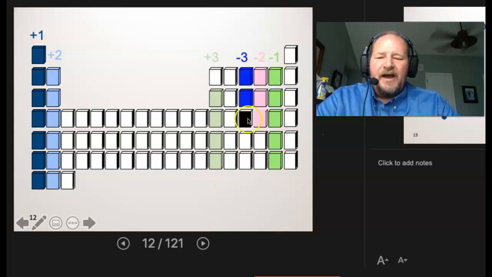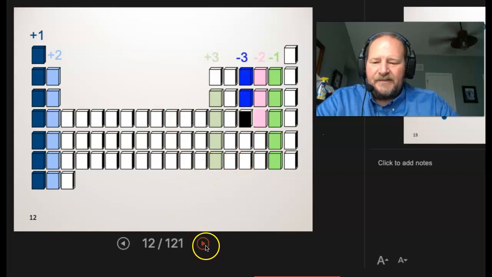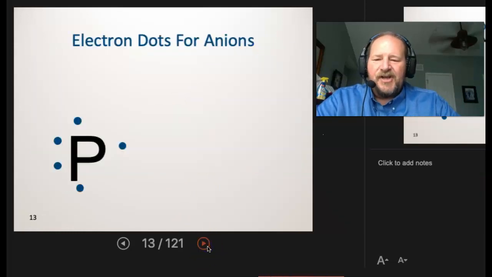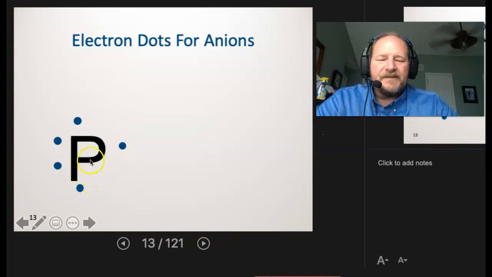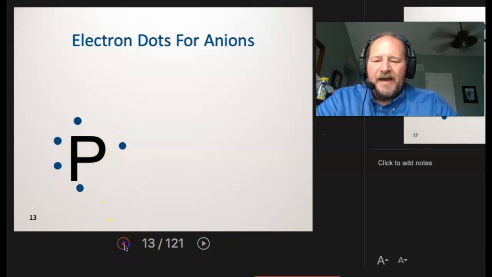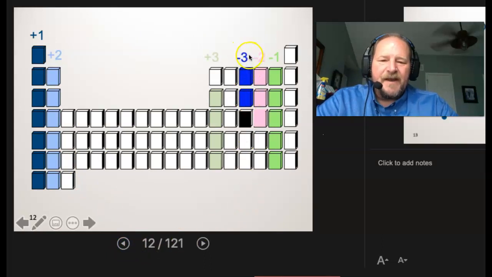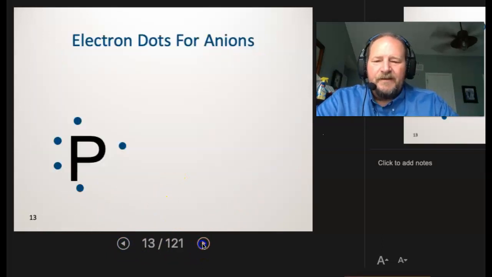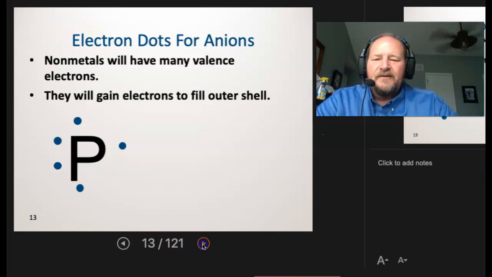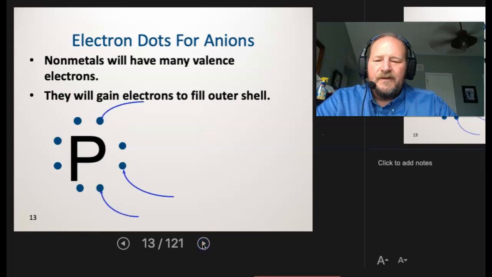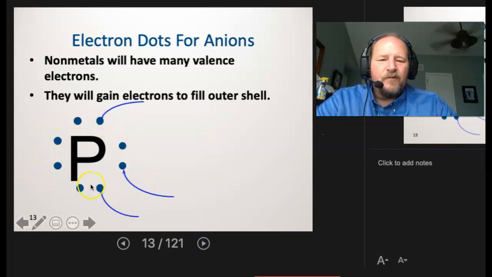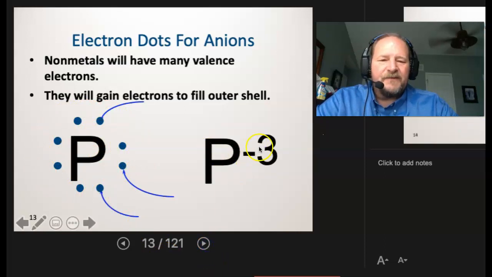All right, so now how do I write electron dots for anions? Very similar to writing electron dots in general, except now, if I'm looking at phosphorus, phosphorus has 5 dots. I go back to my periodic table, and phosphorus is going to make a -3 ion. So what's that tell me? That tells me it's going to gain 3 electrons. So there's 1, there's 2, and there's 3. We're going to fill that in. It's going to form an 8 electron surface here, so our outer energy level will have all 8 electrons. And the way we'll denote that is by writing phosphorus with a -3 charge. We're also going to change the name, and we'll see that in the next segment.